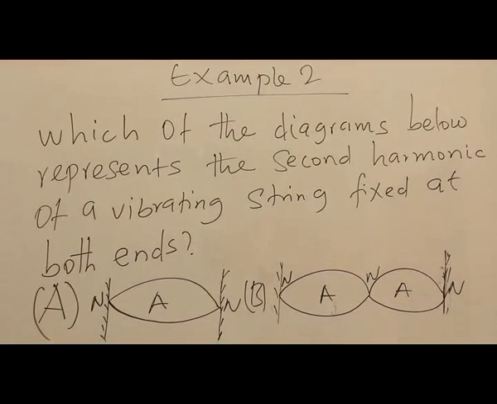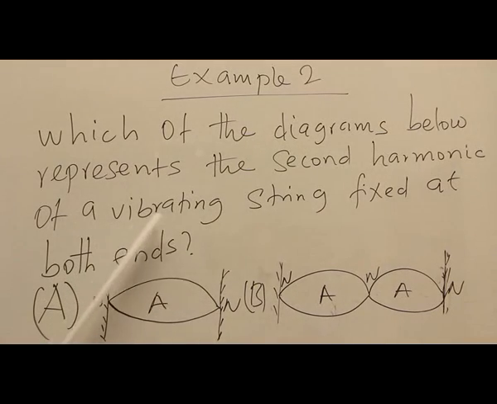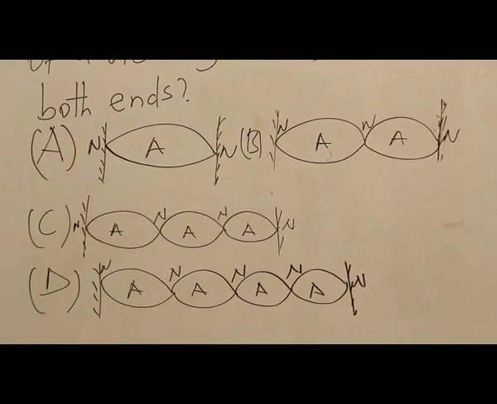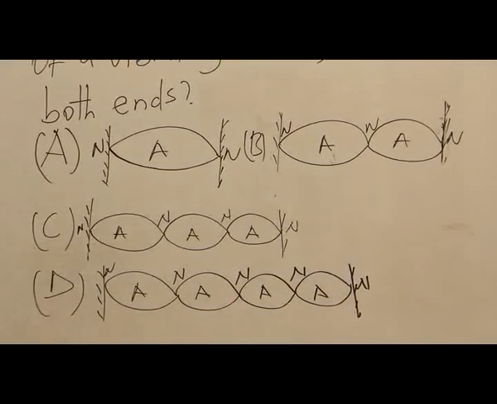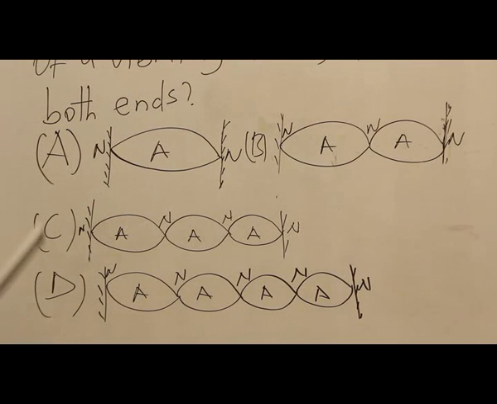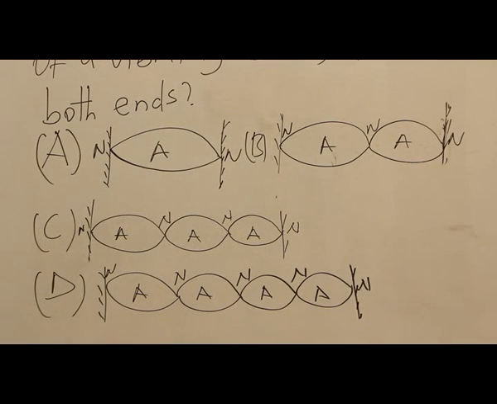Example 2. Which of the diagrams below represents the second harmonic of a vibrating string fixed at both ends? We have the diagrams here, A, B, C, and D. The correct option here is C. C has the second harmonic. D here has the third harmonic, so it's not the correct option. A is the fundamental frequency of a stretched string, and B is the first harmonic. So the correct option is option C, which has the second harmonic.